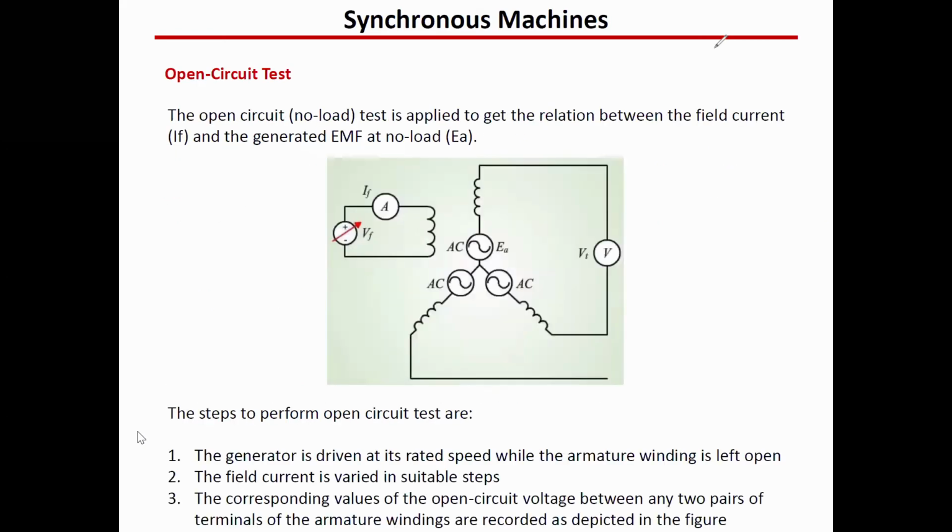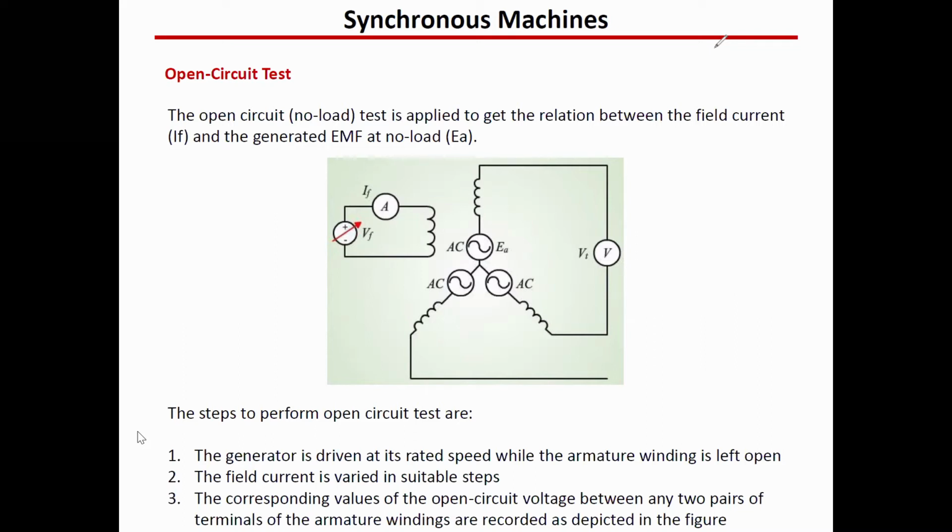So we will go to the open circuit test, and the objective here for the open circuit test is to measure the value of XS. So we know how to find RA. Now we want to find the XS. And now we are going to assume that RA is neglected because XS will dominate RA.